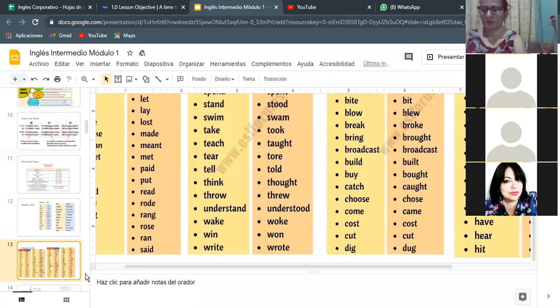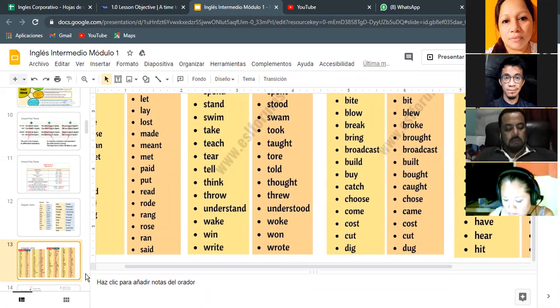Good, nice. The other one is understand. I know that you understand this one. So understood is for Hilda. Hey, teacher. My daughter understood very well the lesson, the English lesson.